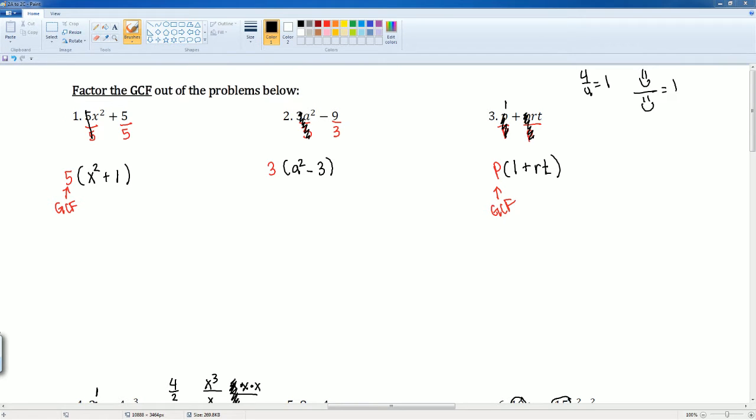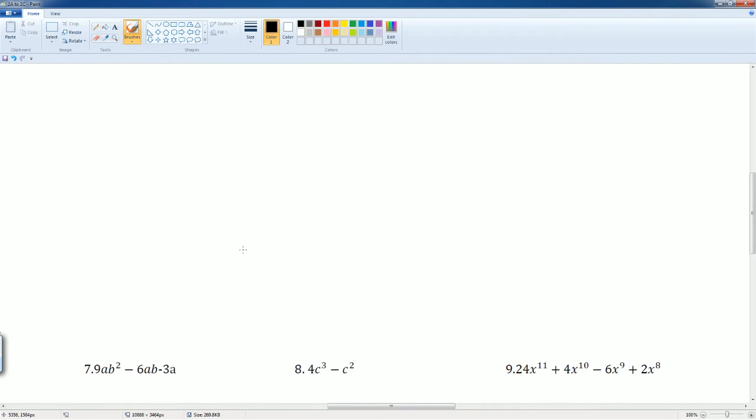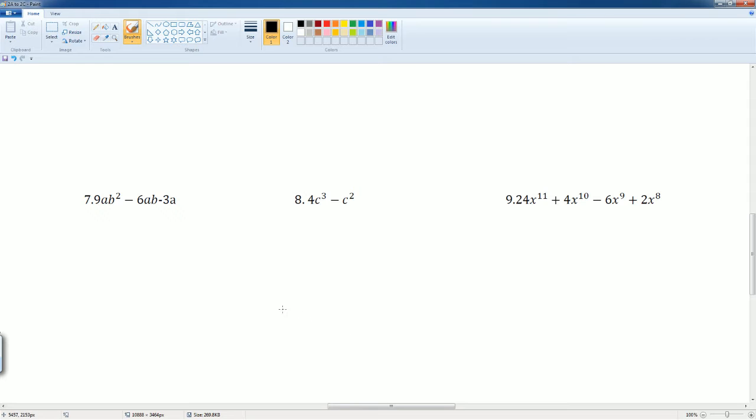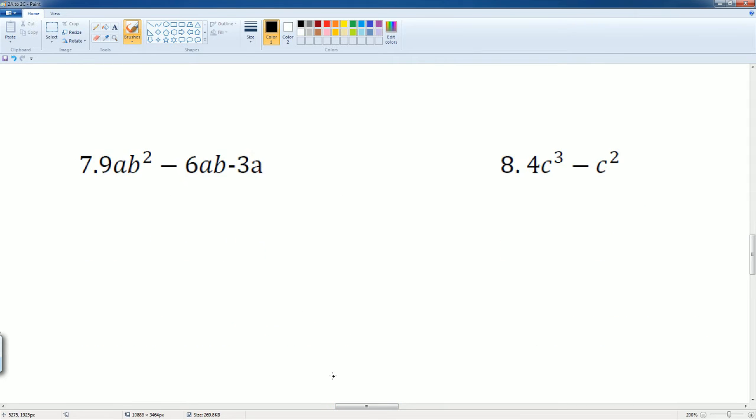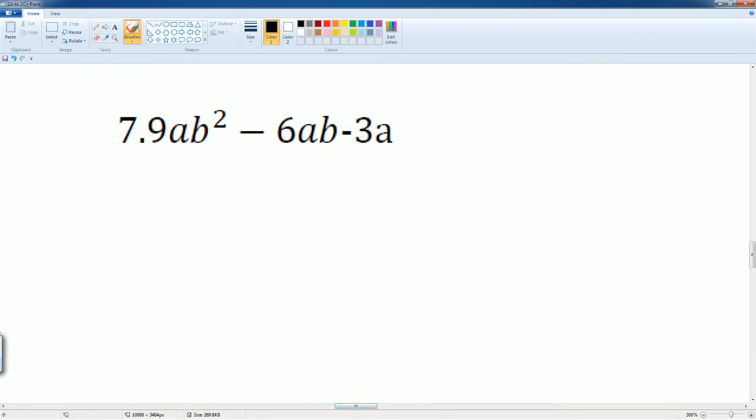Welcome to the homework solution tutorial on factoring on 2A through 2C. This is on factoring out the GCF. We are going to be covering 7, 8, and 9, the hard ones. But the process is still the same.